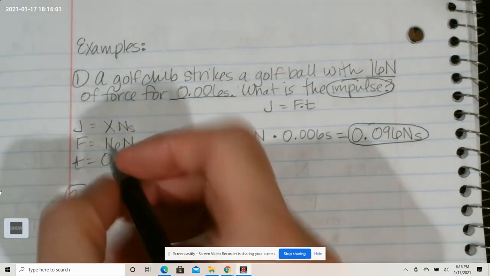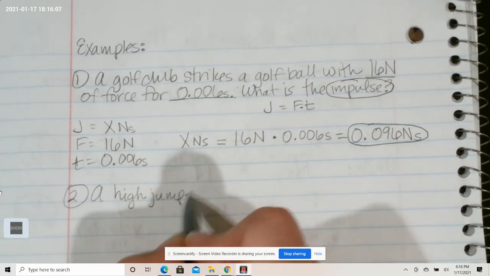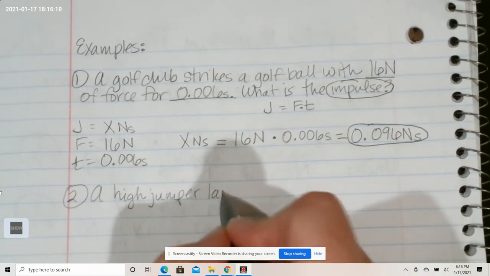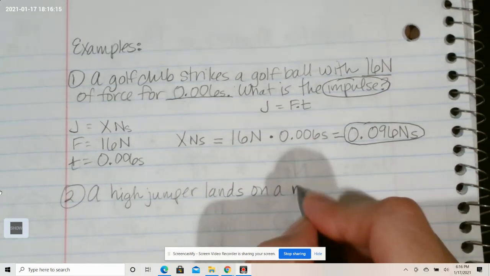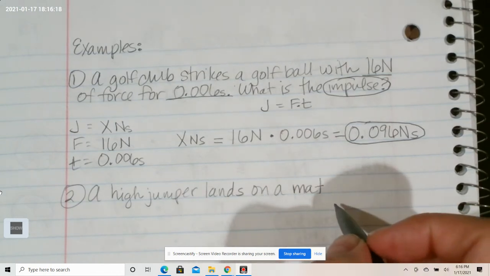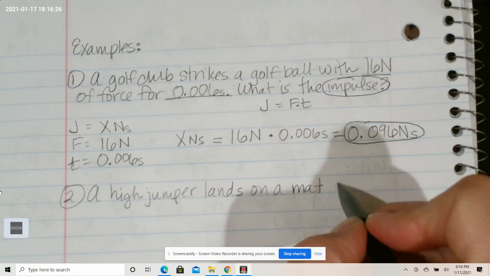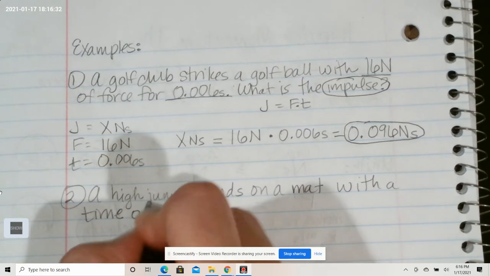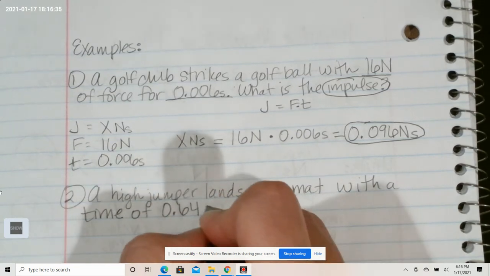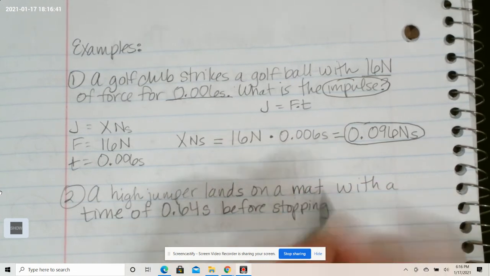A high jumper. So it's a track event. Hopefully you've seen high jump before. A high jumper lands on a mat, and they have really thick mats because if you've watched a high jumper, they jump over the bar backwards and land usually on their shoulders and back and head with a time of 0.64 seconds before stopping.